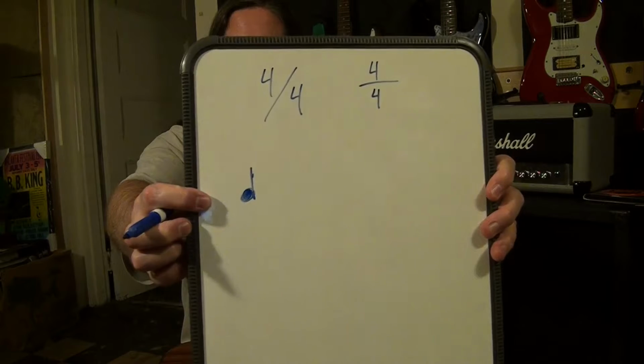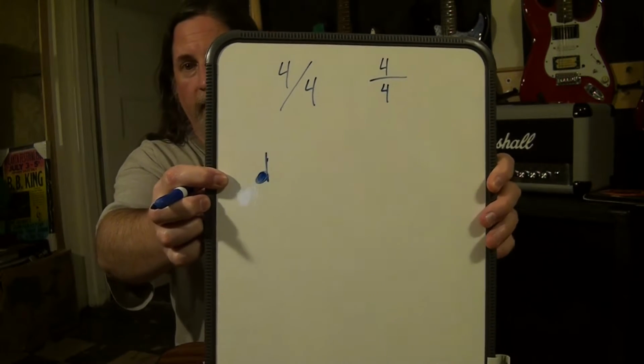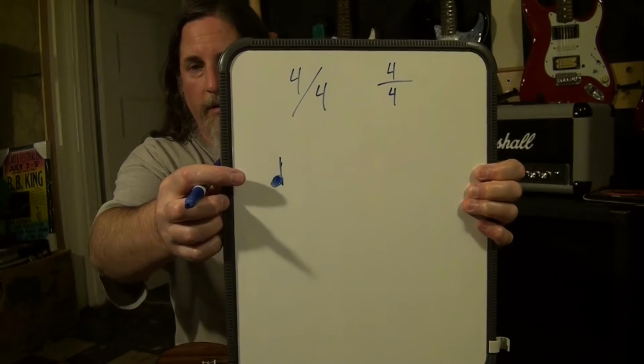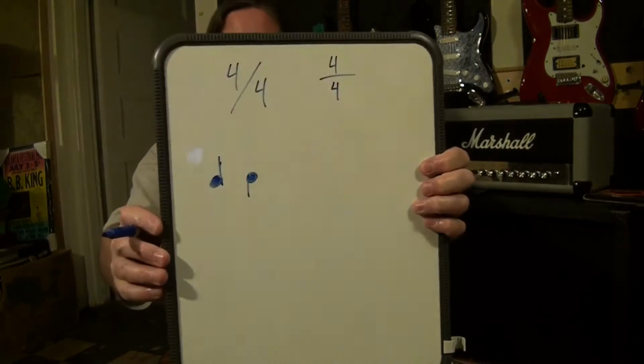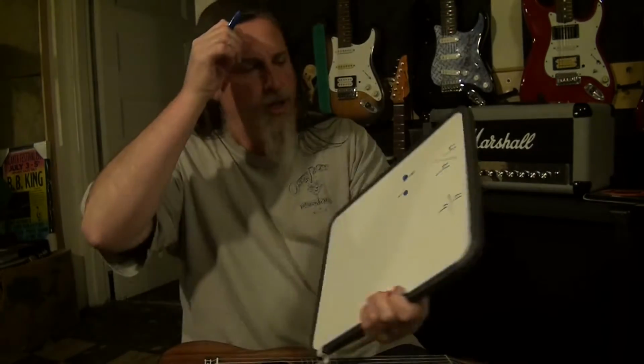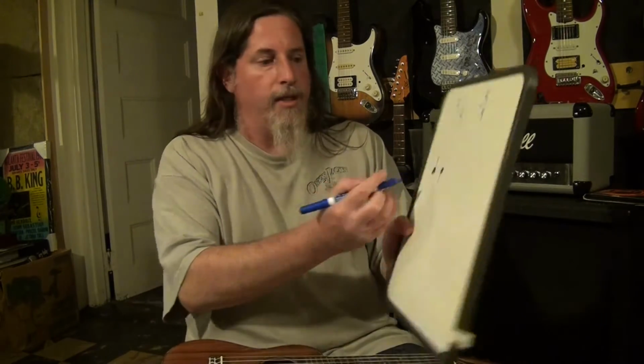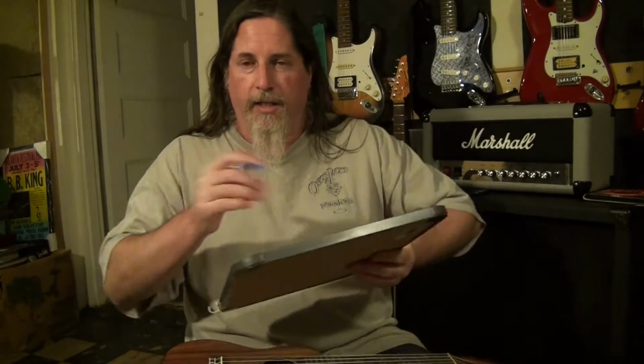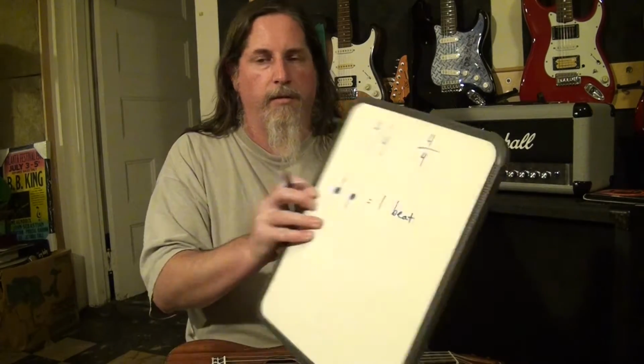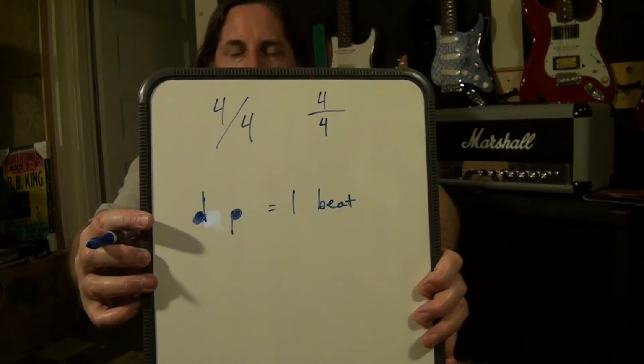Okay, so a quarter note looks like that. And the little stem can go up or it can go down, either way, it doesn't matter. So that is the quarter note. It's a little filled in circle with a stem. And that equals 1 beat. So quarter note equals 1 beat, only one of these.